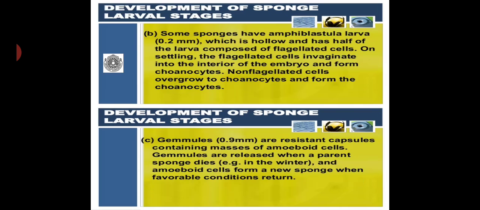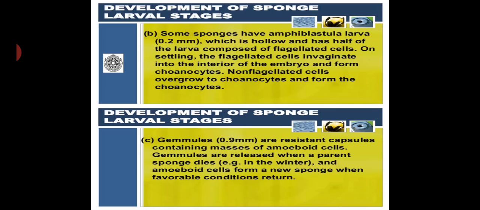Some sponges have amphiblastula larva, which is hollow and has half of the larva composed of flagellated cells, and they have almost the same size as the parenchyma larva, about 0.2 millimeter. On settling, the flagellated cells invaginate into the interior of the embryo and form the choanocytes. Non-flagellated cells overgrow the choanocytes and form the pinacocytes.